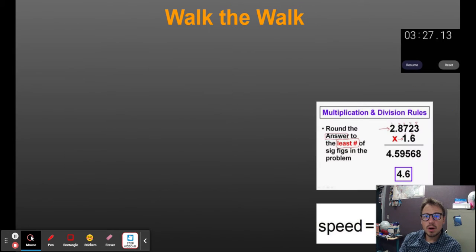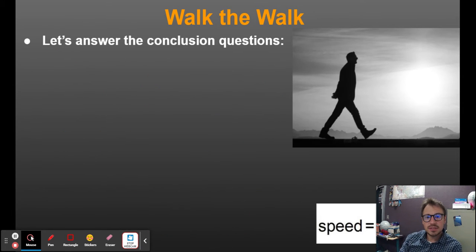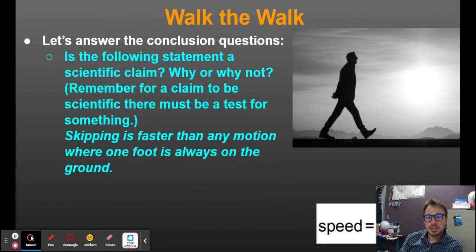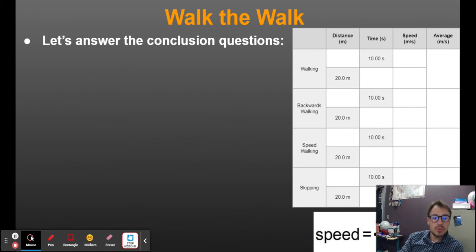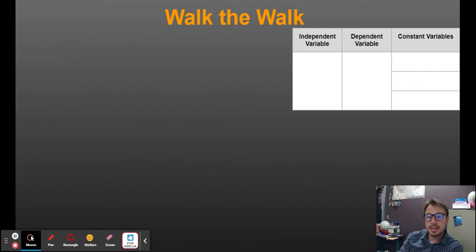So we did the lab walk the walk in which we were measuring the average speed. So first, always resolution, uncertainty digit, and significant figures. Now, then, scientific claim. So, is this a scientific claim? Skipping is faster than any motion where one foot is always on the ground, and make a hypothesis. So, these are all reviews from the last section. So, then we used a stopwatch to measure the tape in the hallway. We went outside or in the hallway to see how far you can go doing these different actions, walking, backwards walking, speed walking, or skipping in 10 seconds. Then you turned around and timed how long it took to do these actions going 20 meters.